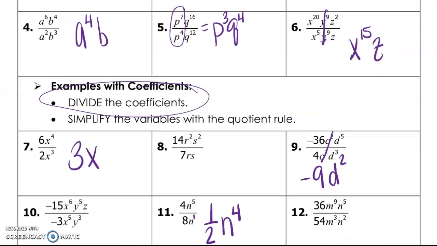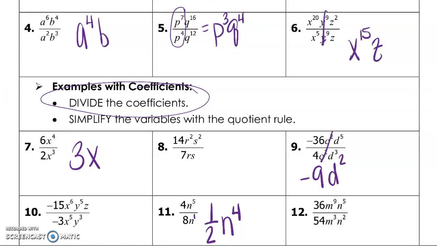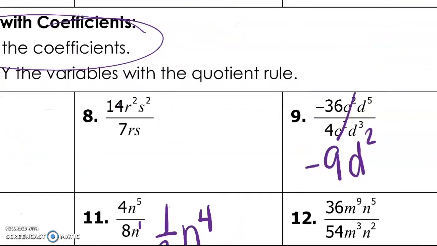When we have coefficients, so the big numbers with it, this is a division problem, so you need to divide those numbers. So 14 divided by 7 is 2, and then we subtract. So 2 minus 1, don't forget there are 1's there, would just be 1, so you don't need to write it, and then also s to the 1st, or just s.